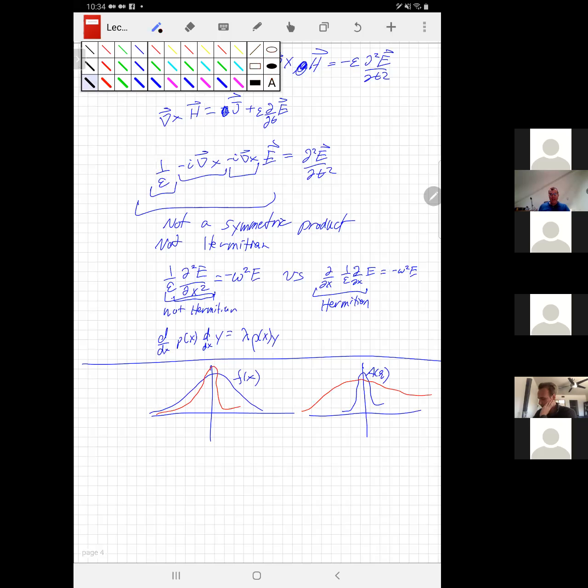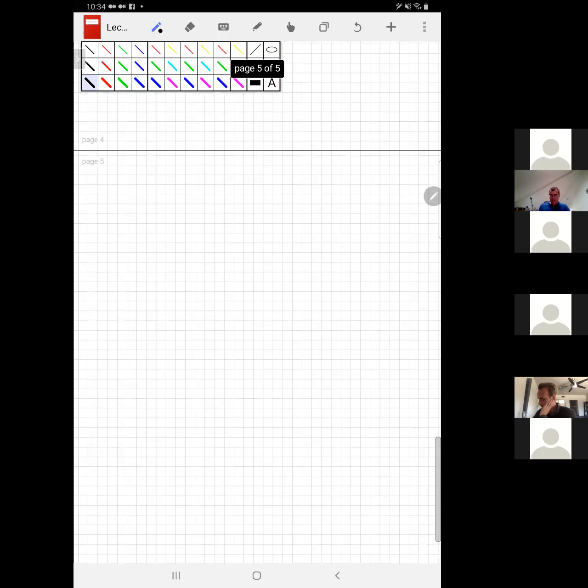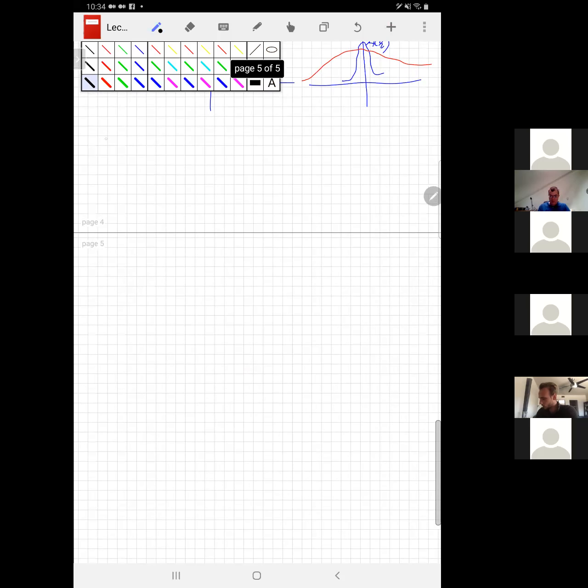Now I want to prove that that has to be true. And I want to start by proving an inequality, which has the fancy name Cauchy-Schwarz inequality and doesn't look like anything from geometry, but it actually is. The Cauchy-Schwarz inequality says that the inner product of two functions, absolute value squared, is less than or equal to the inner product of one function with itself times another function with itself.